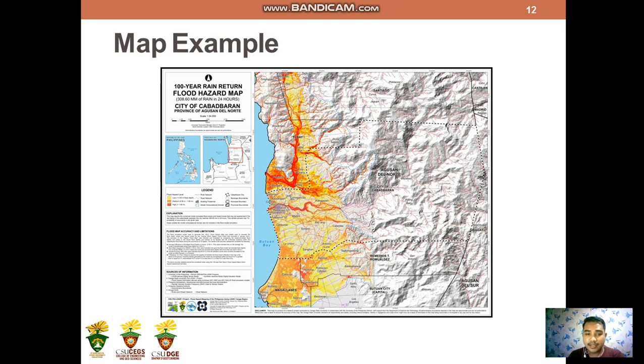So this is the example of a map, showing a two-dimensional map, and it is a 100-year rain return flood hazard map of Cabadbaran City. So makita ninyo diri ana na siya gibutang nga projection kung unsa yung projection na iyang gigamit, sa scale bar, tapos di na makita na siya gagmay kay ang text. So na projection diyan iyang gigamit to arrive this kind of map.